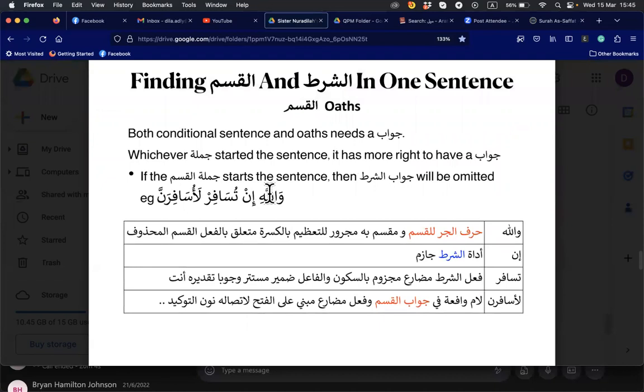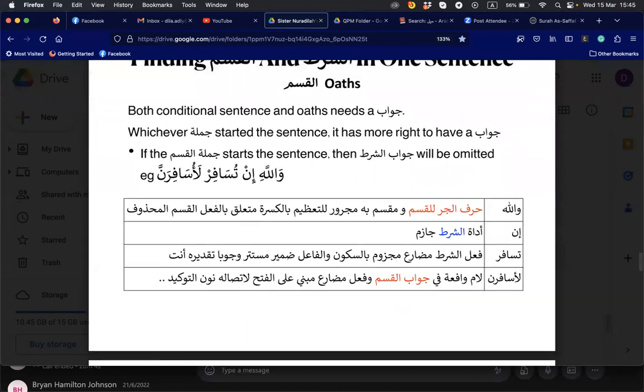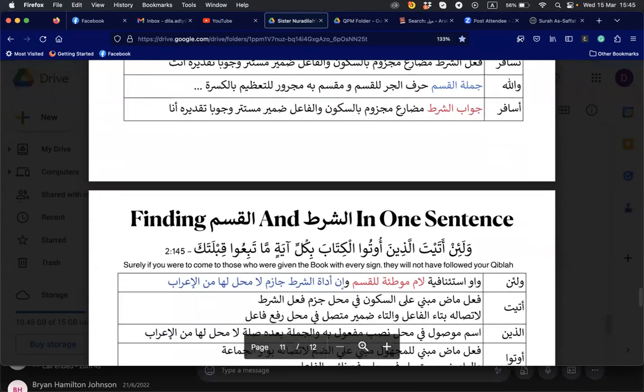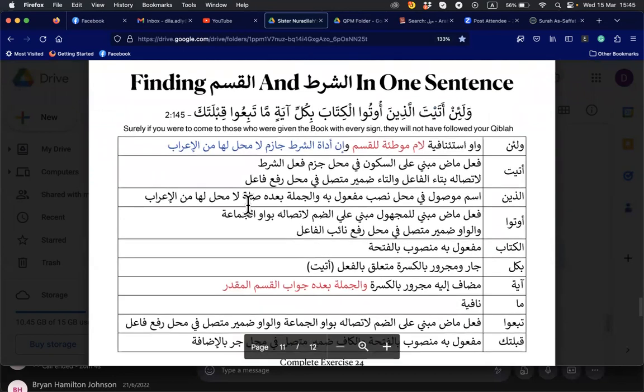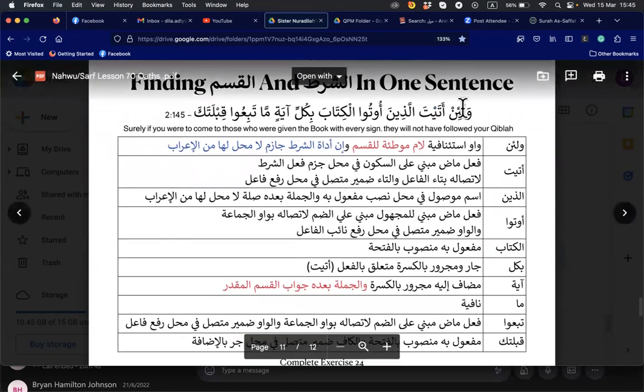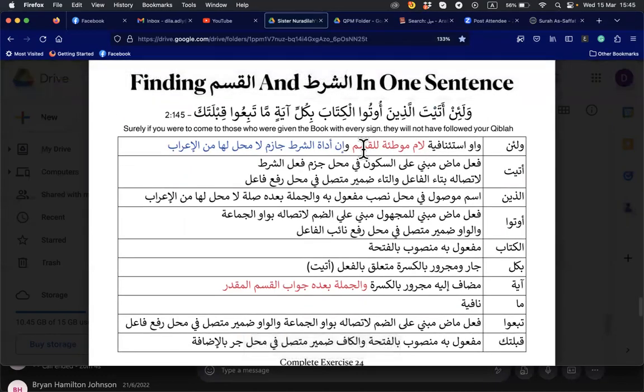So you have your qasam. You're supposed to have your jawabul qasam here, but you end up with a shart first. Your jawabul qasam is back here. Same thing for this. So imagine instead of saying wallahi here, just la is used basically. So they call it mawti'ah lil qasam. It is paving the way for a qasam. Basically, it's like a qasam.